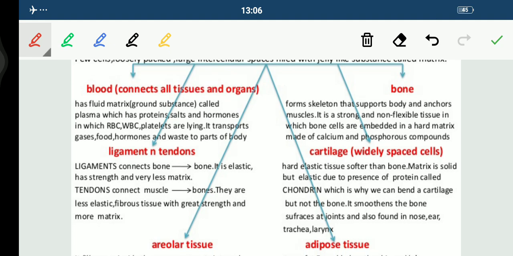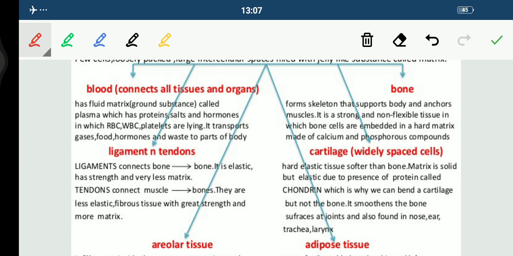Now blood. First of all, blood, fine, which connects all tissues and organs. It has a fluid matrix, which is known as the ground substance, and this fluid matrix is called plasma. It is the part of blood, students, which has proteins in it, salts, and hormones, in which red blood cells, white blood cells and platelets are lying. Fine. So together they form this blood.